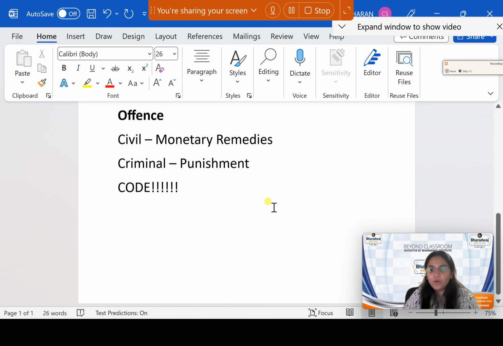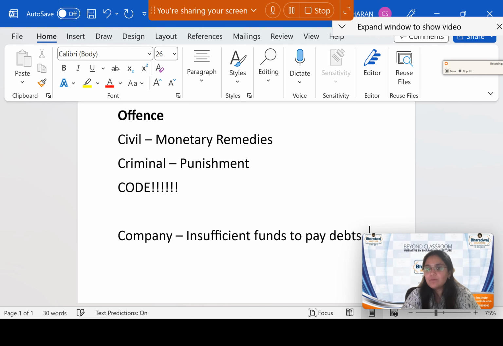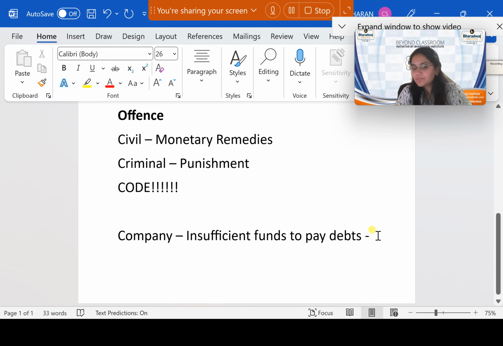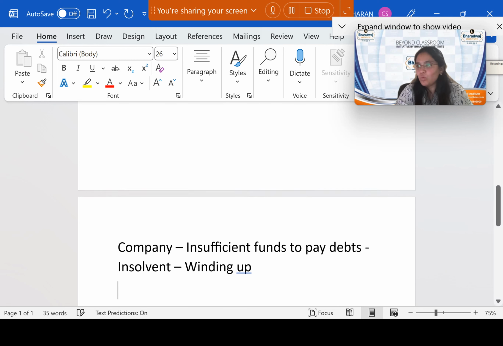உனக்கு இன்னும் ஒரு good example சொல்றேன். அப்போ உன்னால இதை better relate பண்ண முடியும். Now listen very carefully. If a company has not got enough funds, then what will you call the company as? Insufficient funds to pay debts. Then what will you call the company as? Insolvent. Okay, I'll call the company as insolvent. So eventually the company will go into winding up.